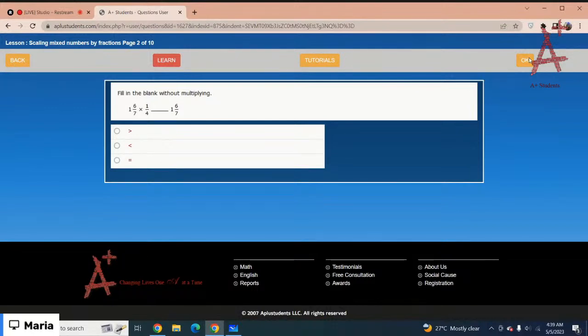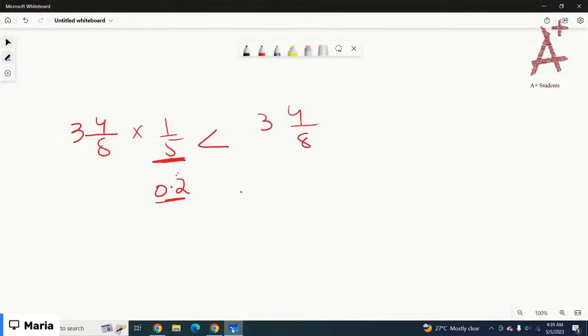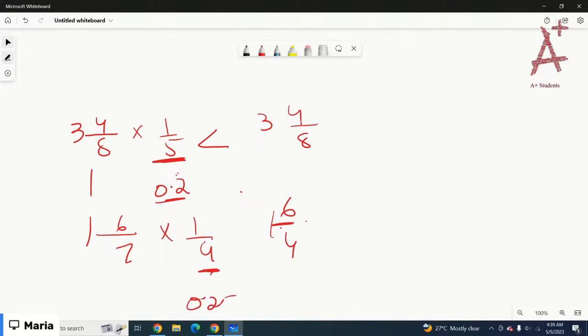Okay, the next one is 1 whole 6 over 7 times 1 over 4, and you have to compare it to 1 whole 6 over 7. Okay, 1 over 4 is 0.25. It is less than 1. Got it? That means it would make 1 whole 6 over 7 a smaller number. So 1 whole 6 by 7 times 1 by 4 is less than 1 whole 6 over 7. The correct option is less.